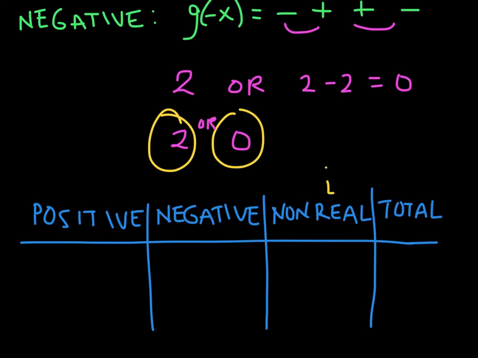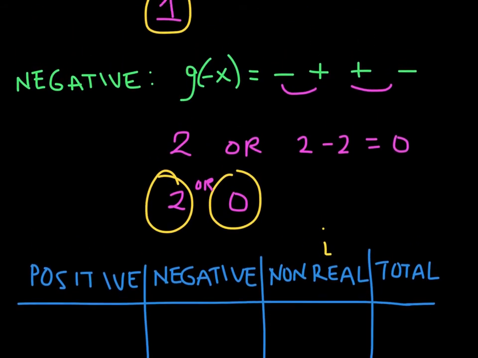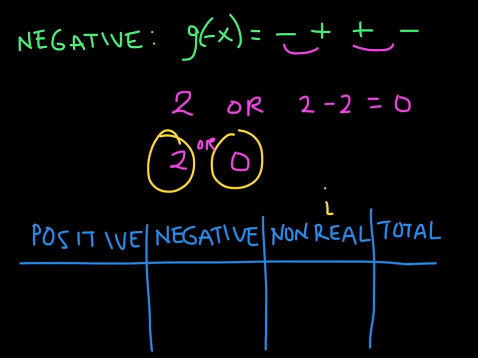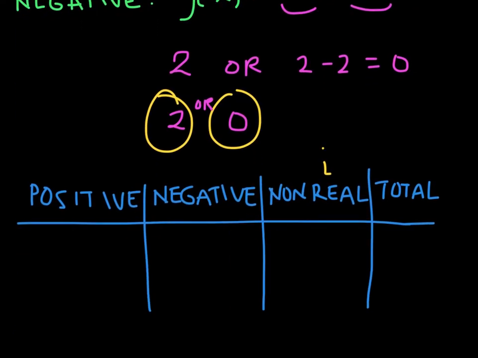Now, let me scroll up here. Remember how many positive zeros you have? Only 1. So I'm going to put in 1 in this first column here. Remember, there has to be 3 zeros altogether. And then Descartes' rule of signs says that you could have 2 negative zeros. If you have 1 positive zero and 2 negative zeros, 1 plus 2 is 3. That's all. That's the total number of zeros. That leaves you with 0 non-real.